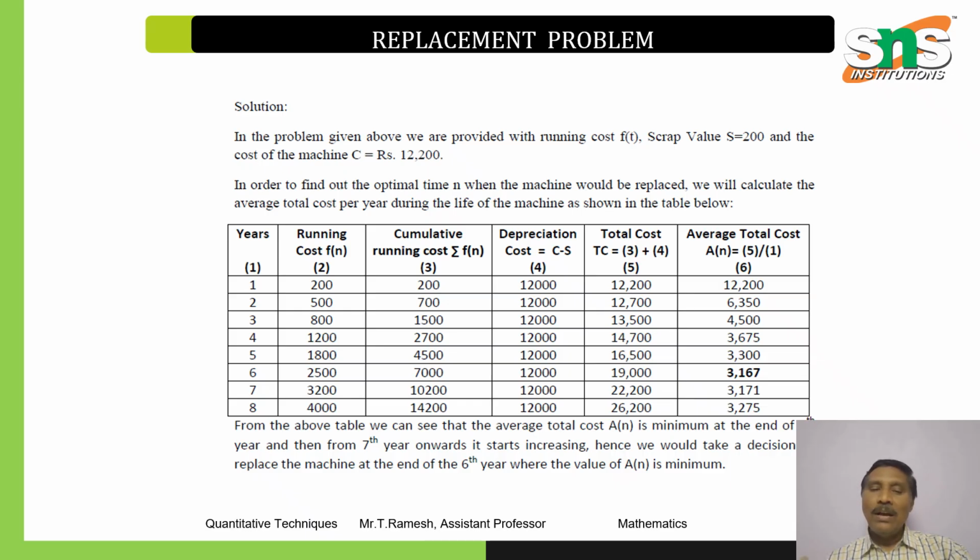3,171. Therefore, in the sixth year, we have the optimal due. We have to replace the machines after 6 years. So 6 years is the minimum. So that is the solution for this problem.